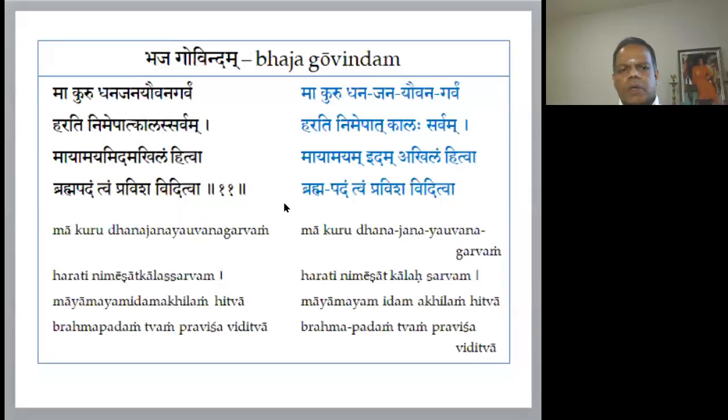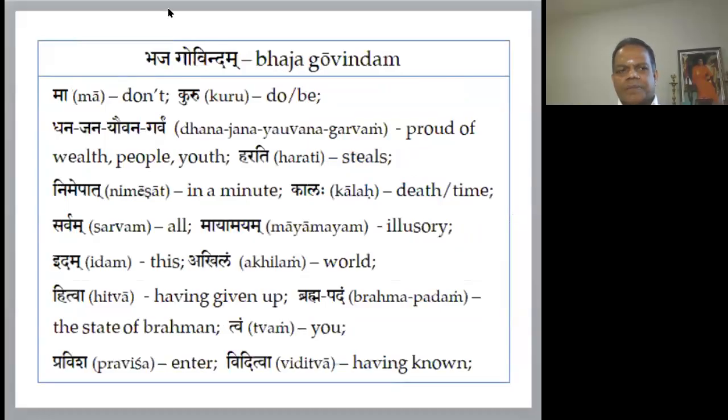Brahmapadam tvam pravisha viditva. Brahmapadam is a compound word, which is samasa. Brahma and padam. I've just put a dash to distinguish the individual words in the compound word. There are no sandhi related changes. We'll go to the meaning.